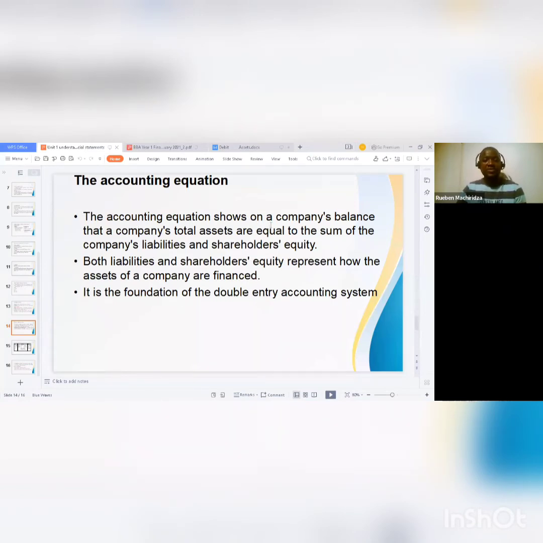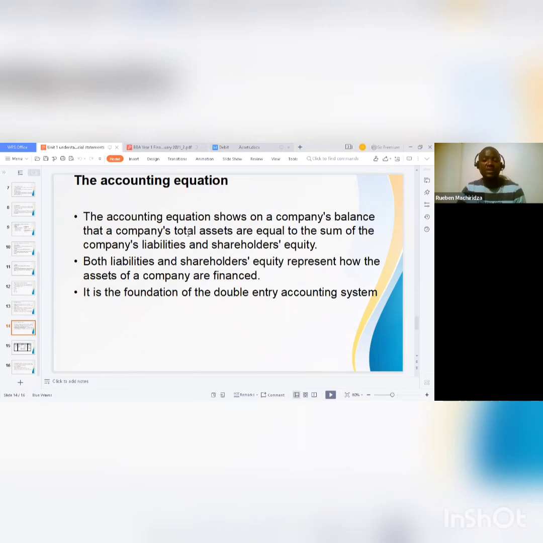So the accounting equation shows, on a company's balance sheet, that a company's total assets are equal to the sum of the company's liabilities and shareholders' equity. What you can deduce from this statement is that the accounting equation is practiced on the statement of financial position that we talked about in an earlier slide, because we said the components of the statement of financial position are assets, liabilities, and equity. So we find these three in the statement of financial position.